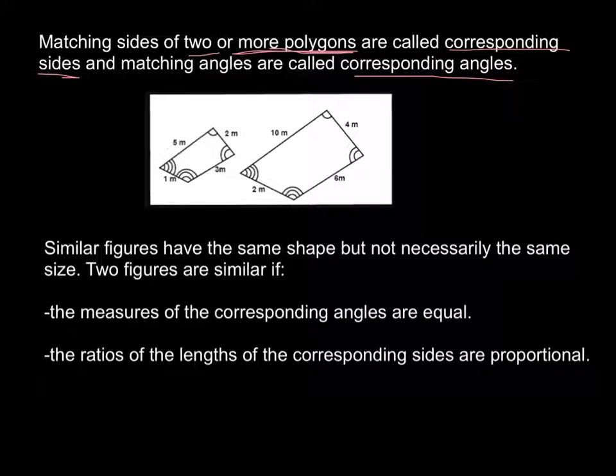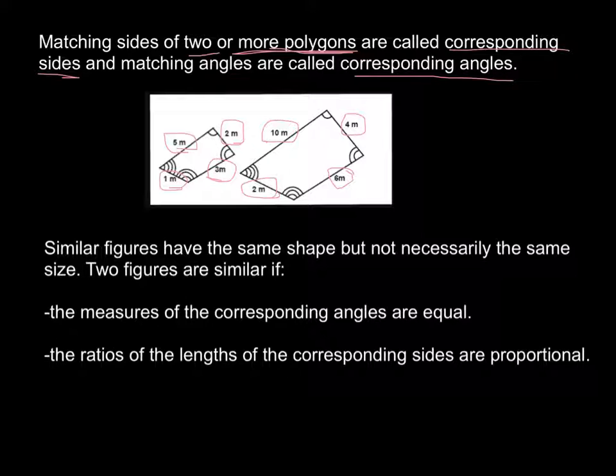For example, in this picture shown below, corresponding sides would be 10 and 5. Corresponding sides would be 4 and 2. We can see what our multiplier was. It was times 2. Corresponding sides would be 3 and 6, and 1 and 2. These are all our corresponding sides.